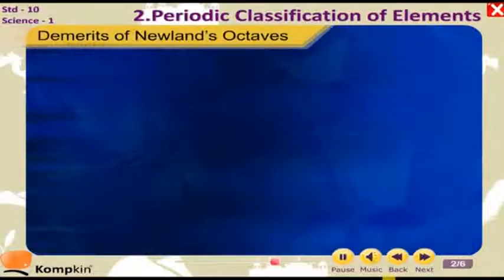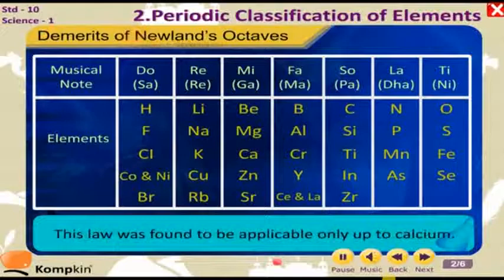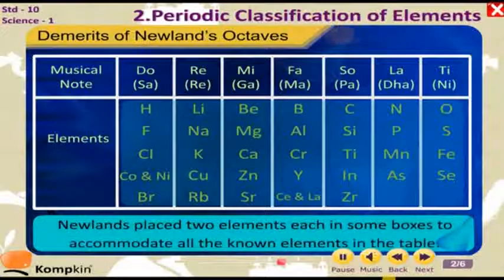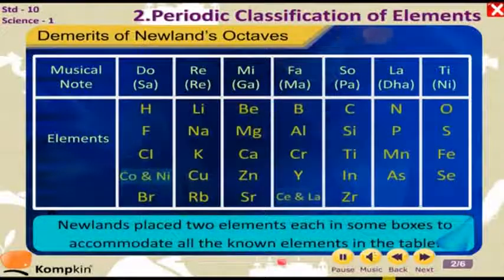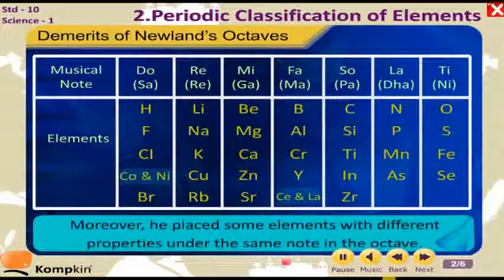Demerits of Newlands' octaves. Many limitations were found in Newlands' octaves. This law was found to be applicable only up to calcium. Newlands fitted all the known elements in a table of 7 by 8, that is 56 boxes. Newlands placed 2 elements each in some boxes to accommodate all the known elements in the table. For example, Co and Ni, Ce and La.